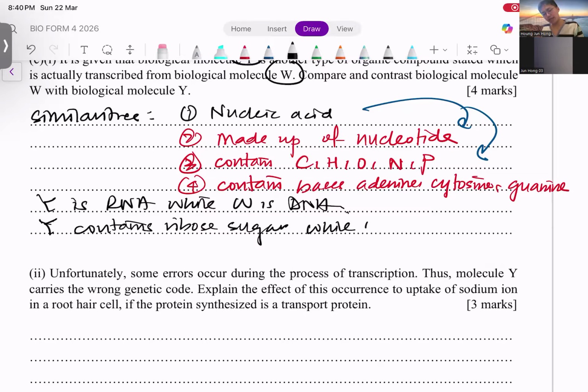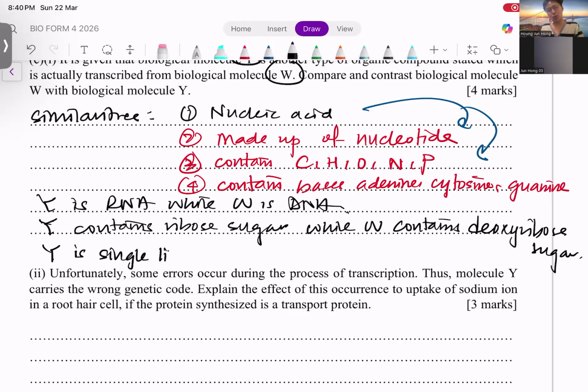Why is DNA? Because DNA has deoxyribose sugar. Remember, this is one of the examples of their comparison. Again, I believe this is simple, as you have a lot of points in your notes. I'm just going to put one more. Maybe you can say RNA is single linear, just one line like that, but DNA is double helix.